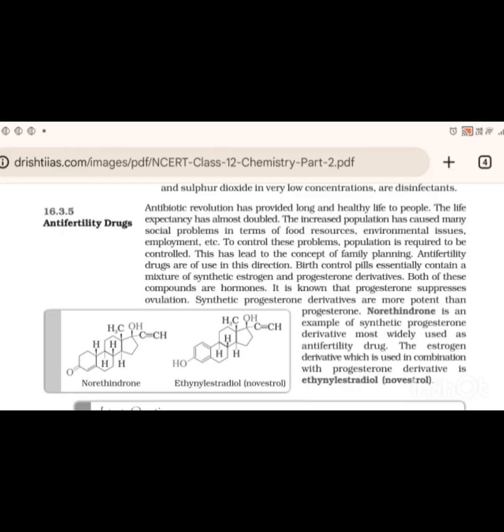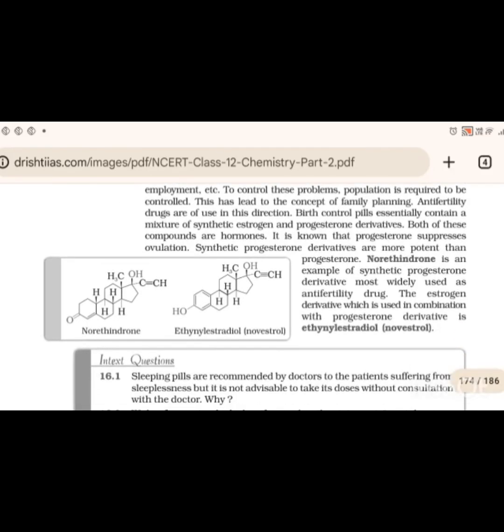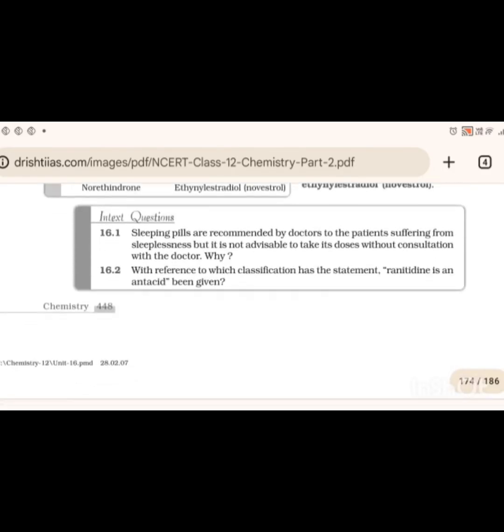Birth control pills essentially contain a mixture of synthetic estrogen and progesterone derivatives. Both of these compounds are hormones. It is known that progesterone suppresses ovulation. Synthetic progesterone derivatives are more potent than progesterone. The estrogen derivative is used in combination with progesterone.